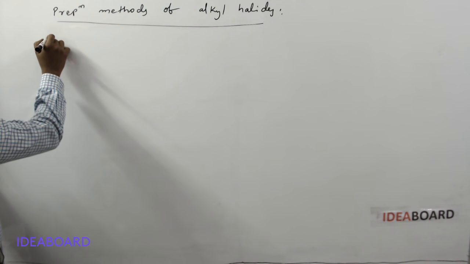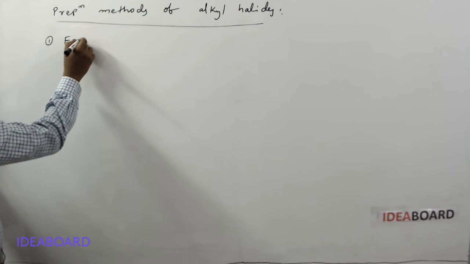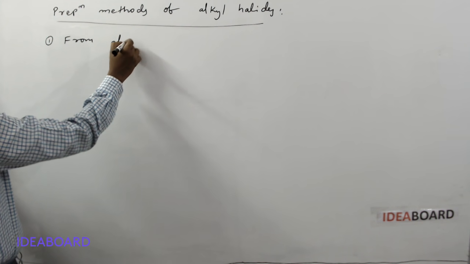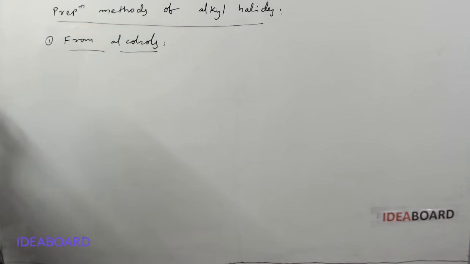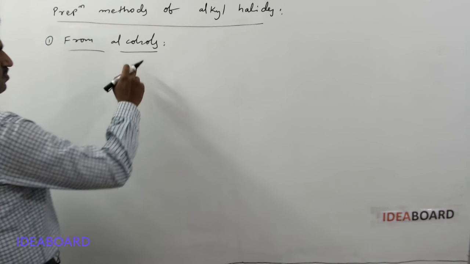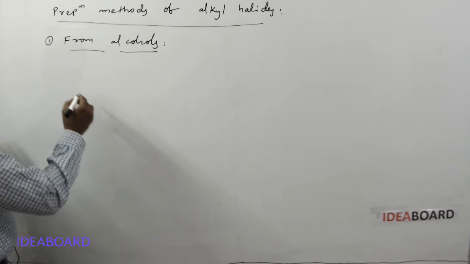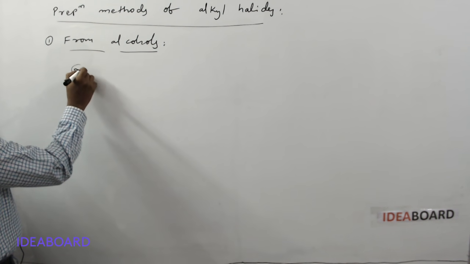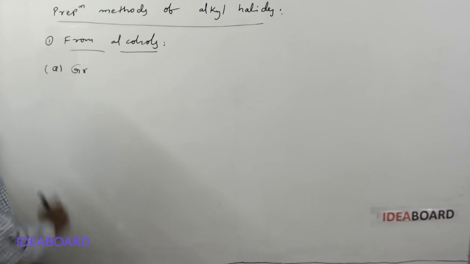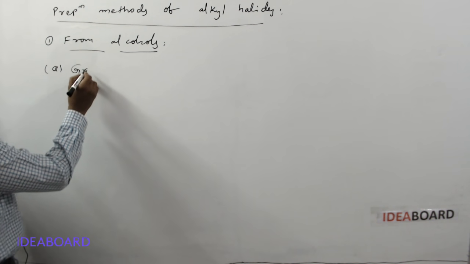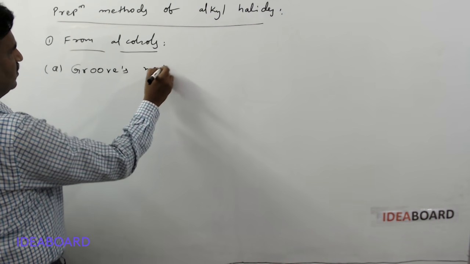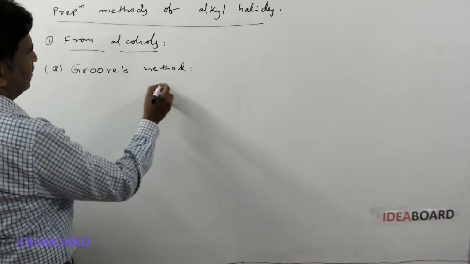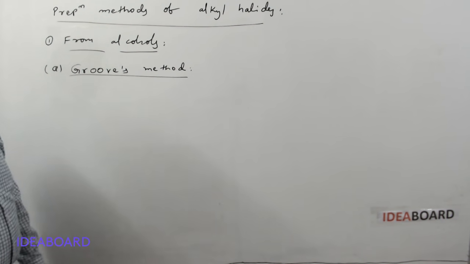So alkyl halides preparation methods. In this first preparation method, that is from alcohols. In the preparation of alkyl halides from alcohols, the first method we are having, among so many, is called the Groves method, or also called the Groves process.